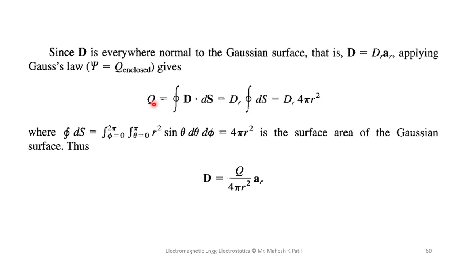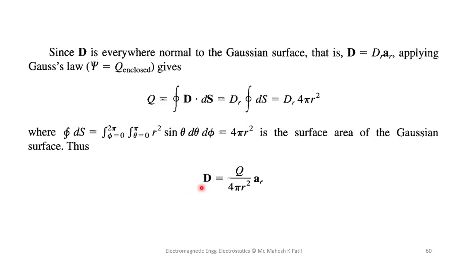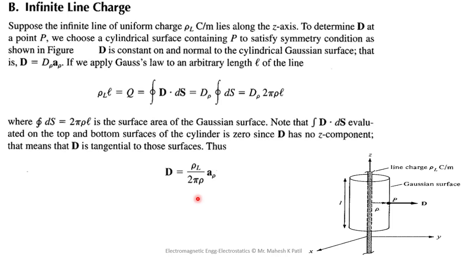So Q equals Dr 4 pi r square. Now our intention is to calculate D, so we can move this 4 pi r square to the left side. So instead of Dr, we write D equal to Q upon 4 pi r square ar. So this is the equation of electric flux density due to a point charge. The same we have used many times, so this we have seen. Now here we have done the reverse.